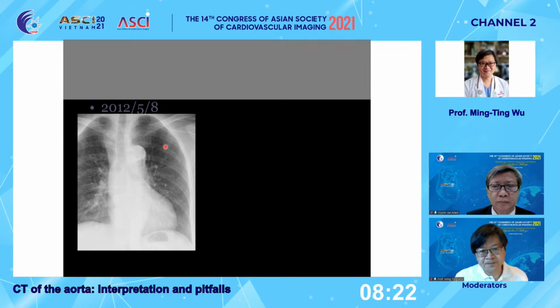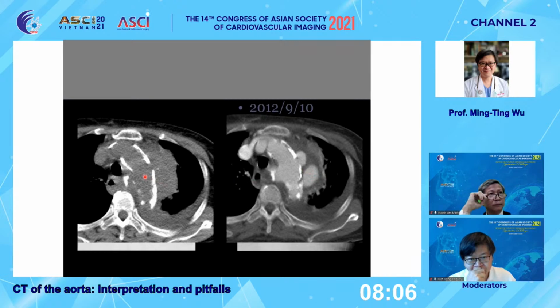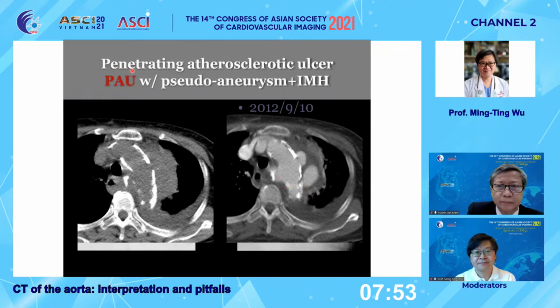Now we go to another entity. This case has an early chest X-ray, and just 4 months later, a huge opacity around the arch. CT scan review shows there is atherosclerotic change with 2 pseudoaneurysm formations. This lesion, we call it penetrating atherosclerotic ulcer with pseudoaneurysm and focal intramural hematoma.